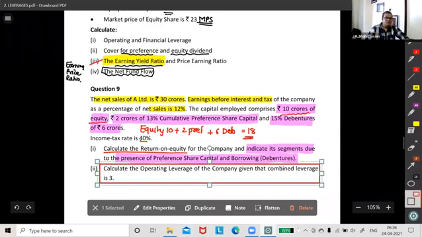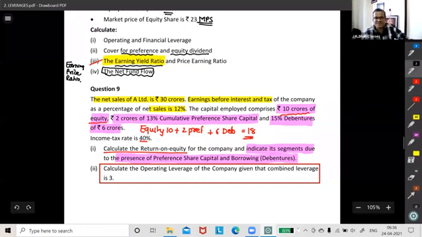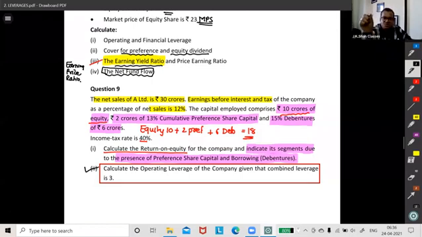You could read the name, leverages. Calculate operating leverage, that combined leverage is 3. So you feel good. This question is of leverages. Leverage question, very good. This is a small part of the question. The most important part is this marked thing: indicate its segment due to presence of preferential capital and borrowing.